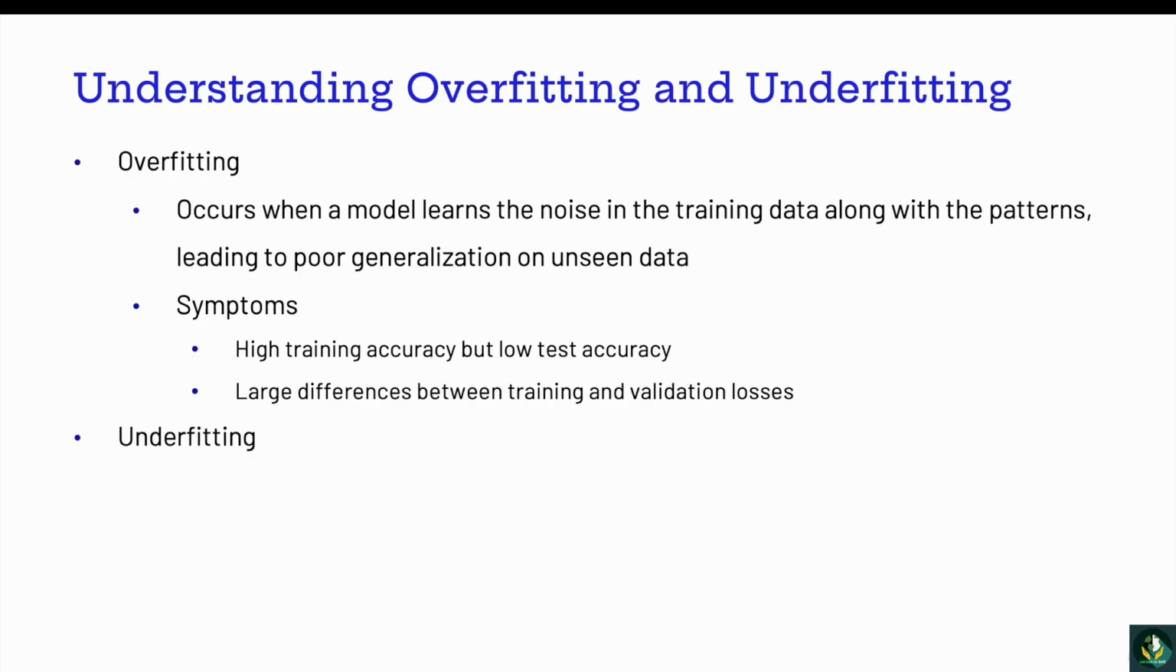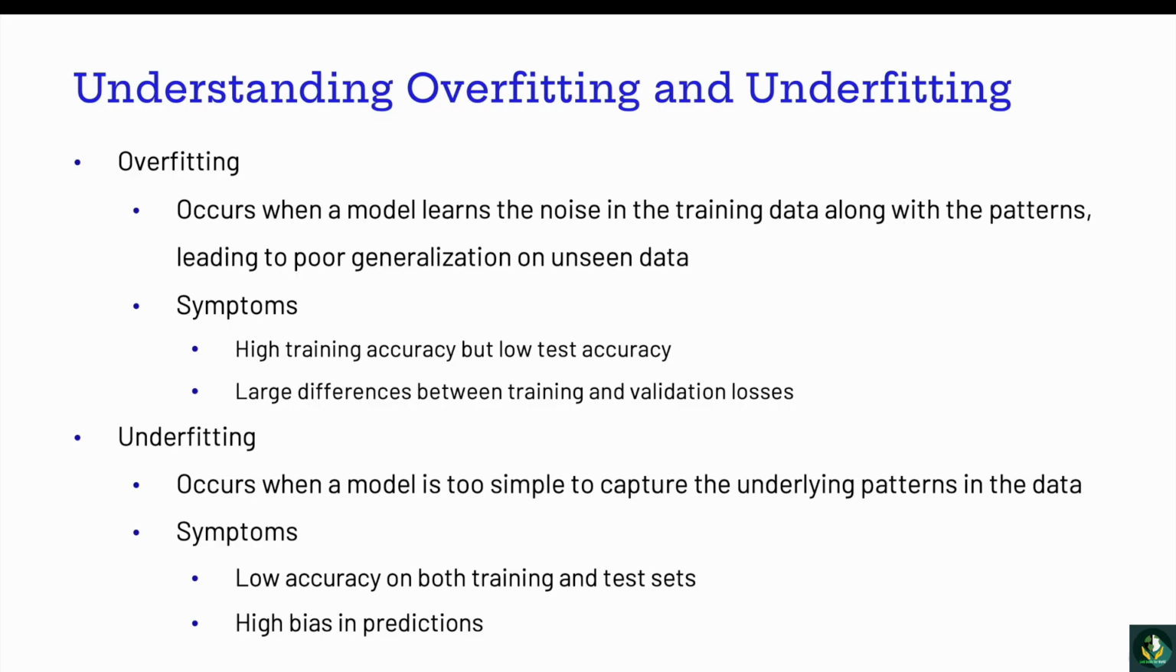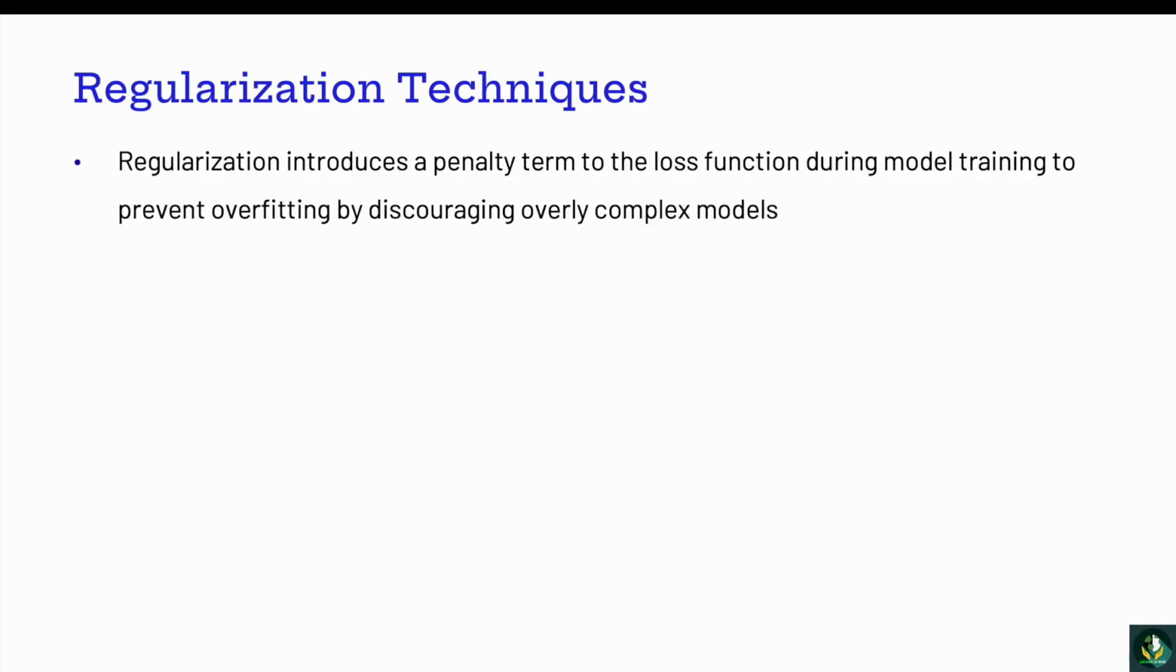When does underfitting occur? It occurs when a model is too simple to capture the underlying patterns in the data. Symptoms can be low accuracy on both training and test sets. It has high bias in predictions. Let's talk about the regularization techniques. Regularization introduces a penalty term to the loss function during model training to prevent overfitting by discouraging overly complex models.